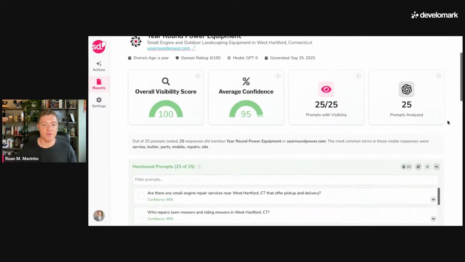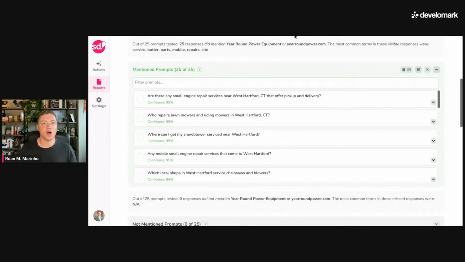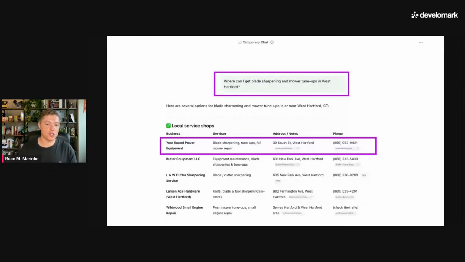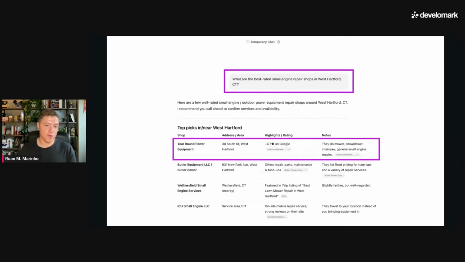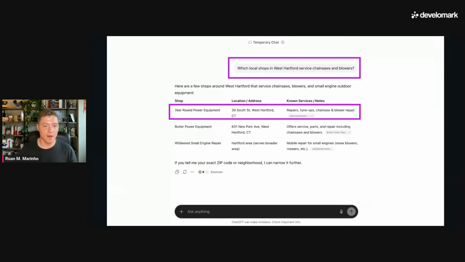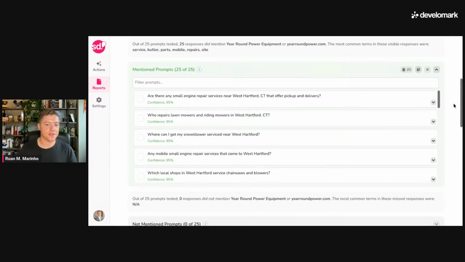Now, as you may have noticed in this report, what I was doing was searching ChatGPT directly for a variety of different keywords. And you can go into the real GPT and do this right now. This question was, where can I get blade sharpening? This question was, what are the best rated small engine repair? This question was, which local shops in West Hartford service chainsaws? And all the visibility report is doing in this scenario is allowing you to prompt dozens or hundreds of keywords at a time to see on average how visible that customer is in that local area.